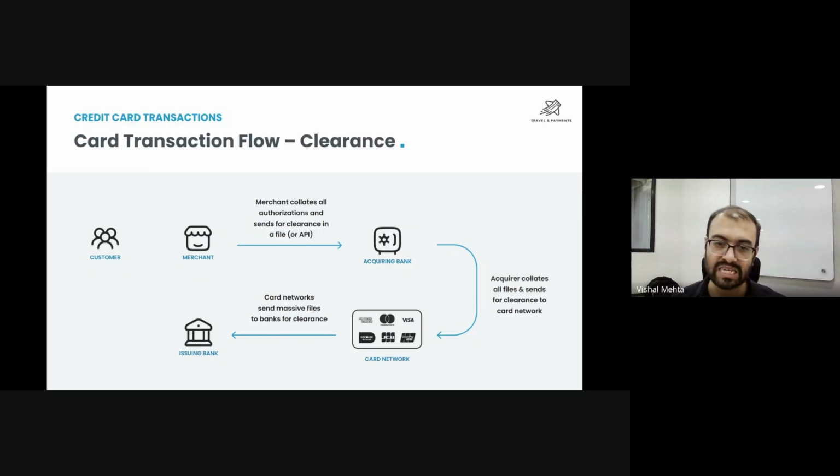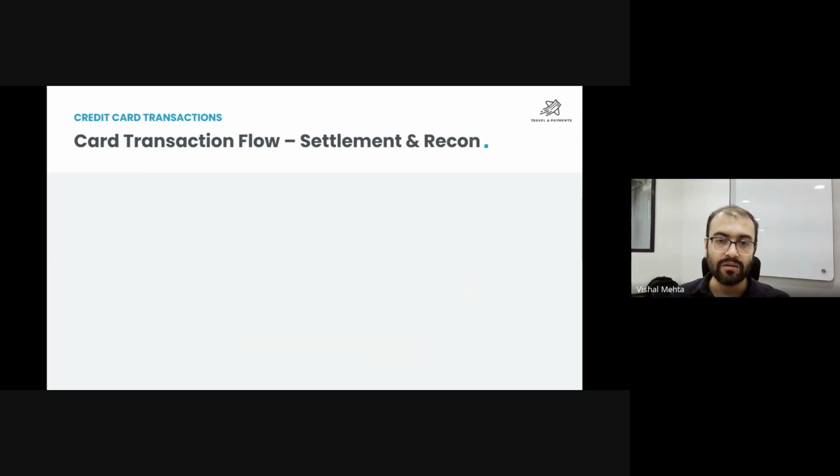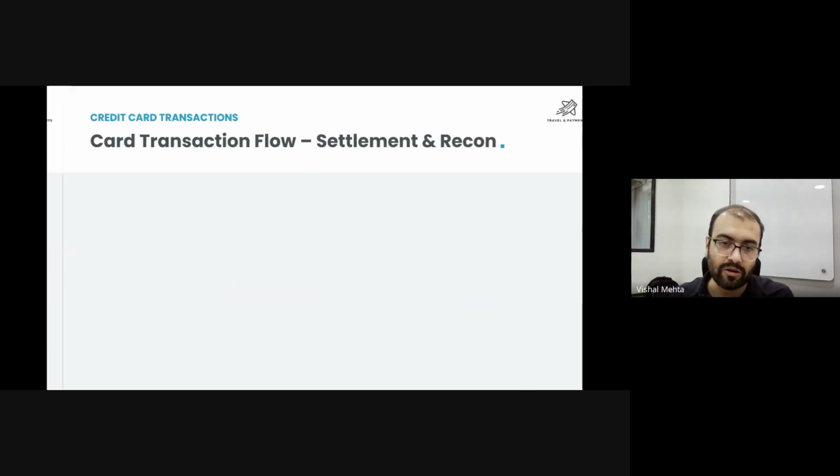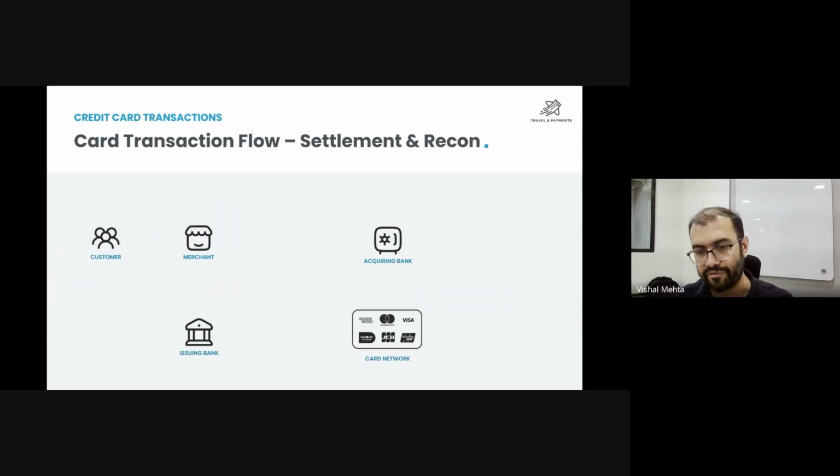So these are the 3 essential steps in order to complete a transaction, right? But clearance is not enough. What comes after clearance? Settlement and recon. So what happens there? After the transaction is captured or cleared, the issuing bank has to send the funds, right? Those funds are first sent to the card network.